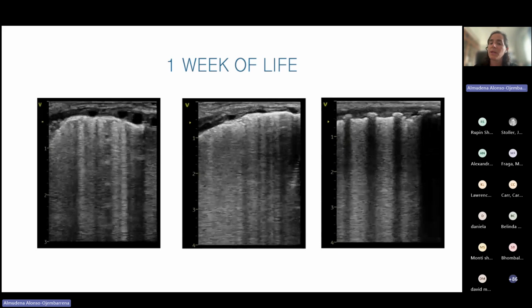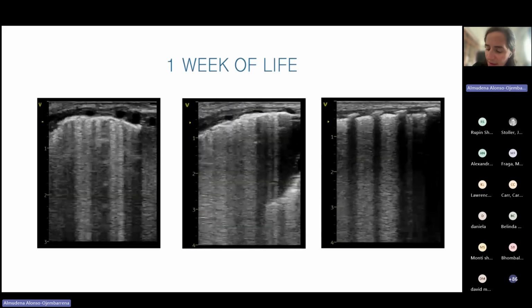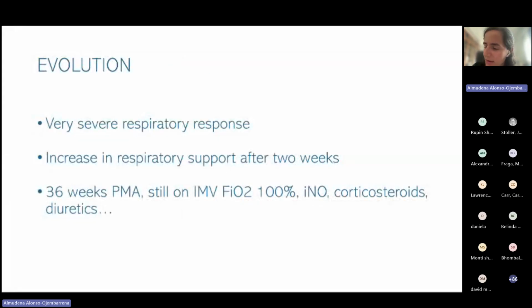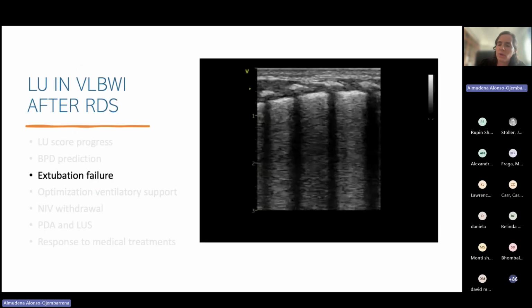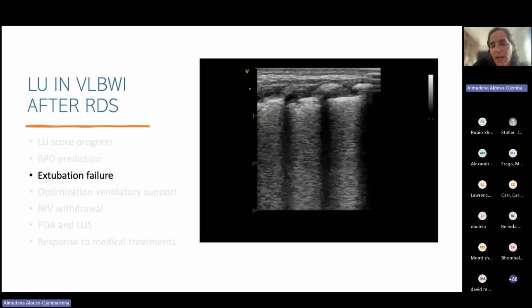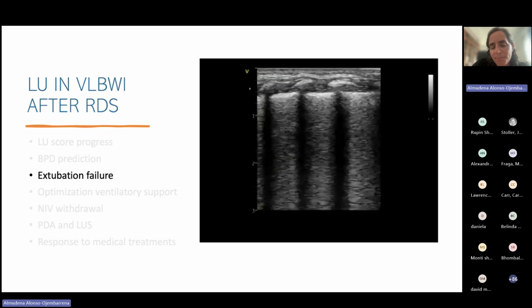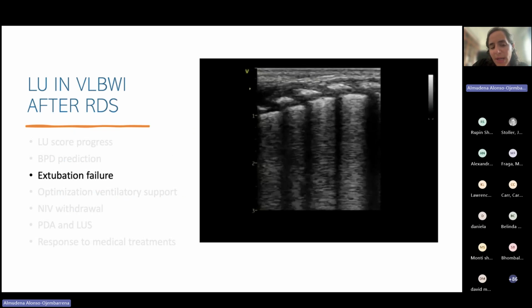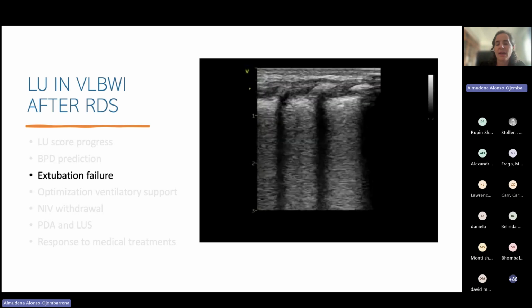So at 1 week of life, the baby was quite stable, but after that, she developed a quite severe respiratory deterioration with increased respiratory support, and at 36 weeks post-menstrual age, she was still on invasive mechanical ventilation, FiO2 100%, inhaled nitric oxide, steroids, diuretics, and so on. So this is just a quick view of what you can do using lung ultrasound in your preemies. Now we will have a few words about extubation failure.